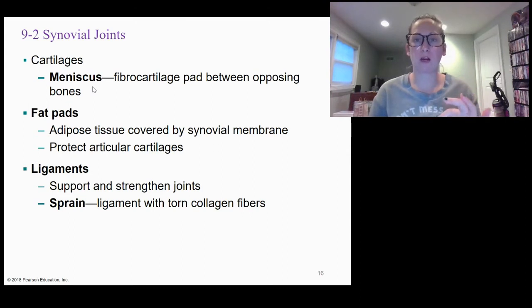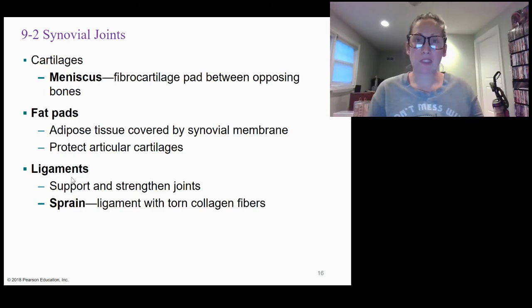That's a piece of fibrocartilage, and it's basically like a seat cushion that goes on those condylar surfaces of a lot of our long bones. You also have adipose tissue or fat pads that are going to be surrounding that synovial membrane deep to it, and that will provide, again, another buffer for that joint.